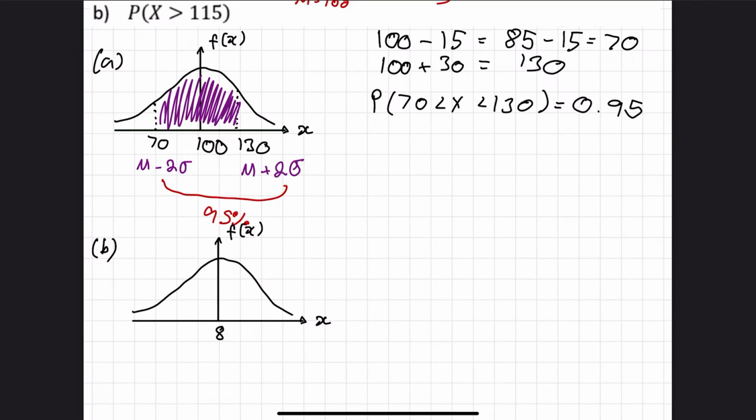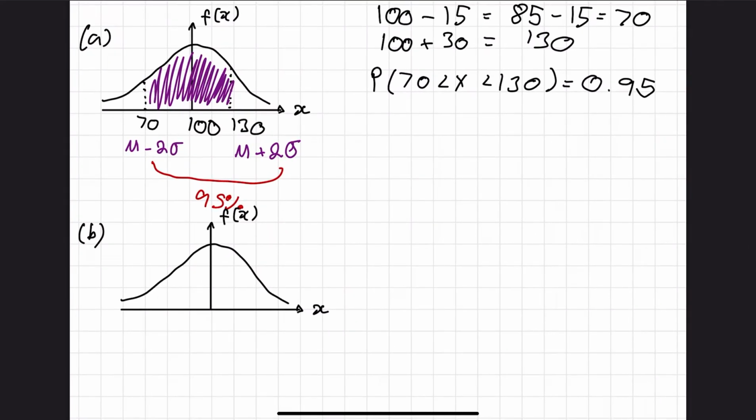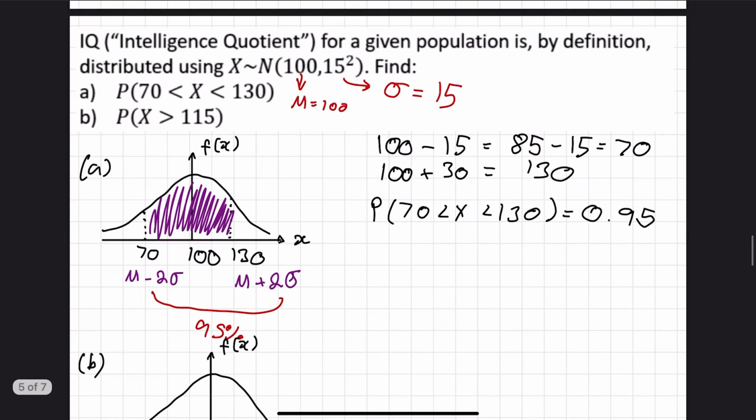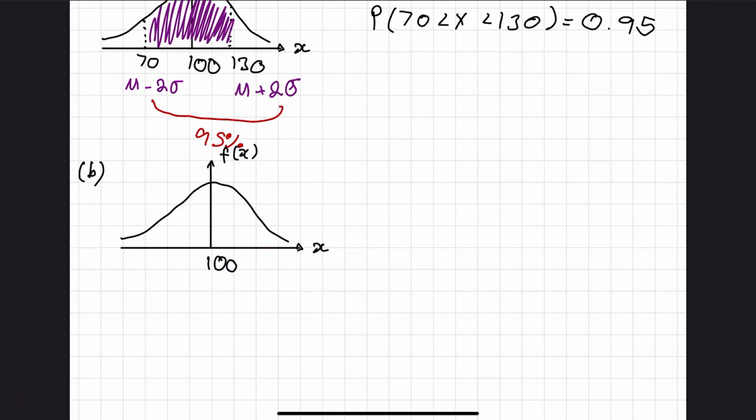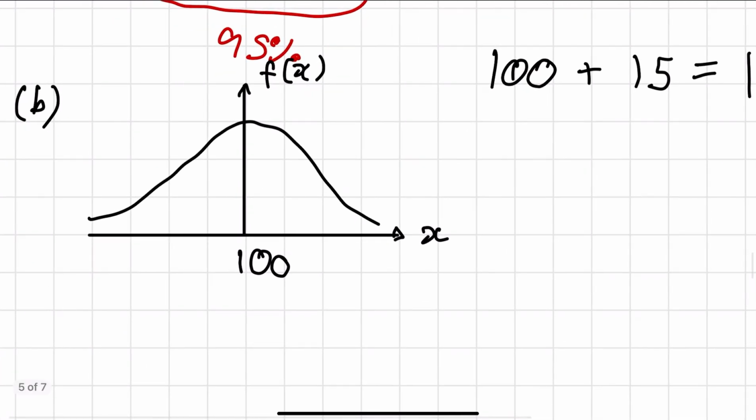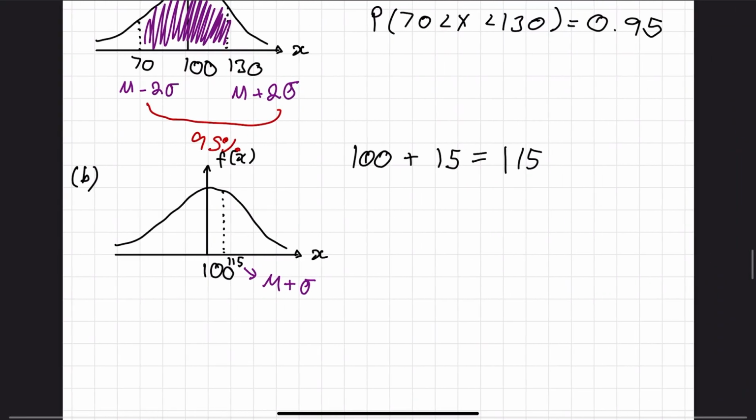Okay, so our mean is not 8, it is 100. And we're looking for when X is greater than 115. So if I have my mean 100 and add on 1 standard deviation, which is 15, I get 115. So my 115 is going to be over here. And that is the result of my mean plus 1 standard deviation.